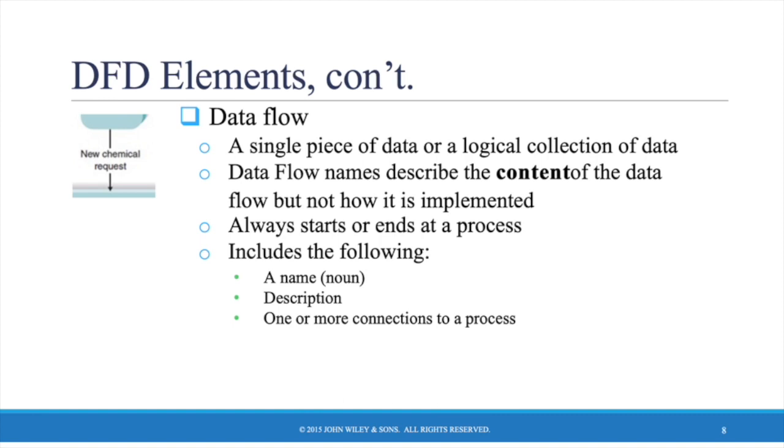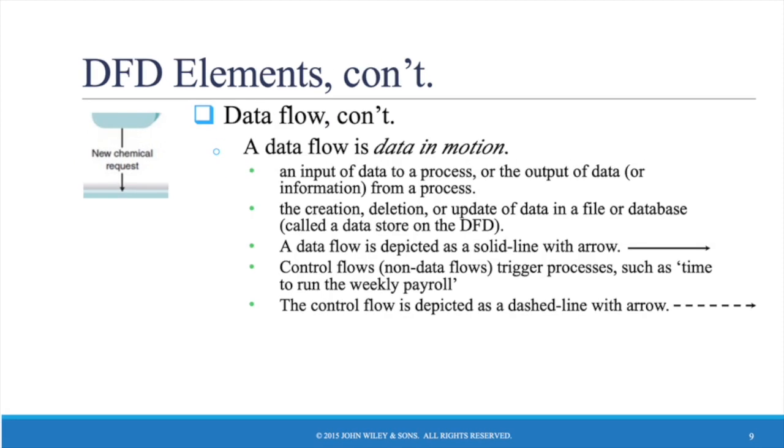Then we have a data flow. A data flow can be described as data in motion, an input of data to a process or output. We've said it can also be a creation, deletion, or update of data in a file, that is, a database. It is usually depicted as a solid line with an arrow. Note also that there is what we call a control flow, which is depicted by a dotted line. This can be used to show a trigger for a process, such as time to run a weekly payroll.